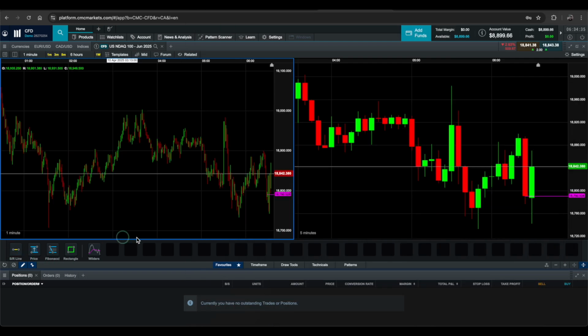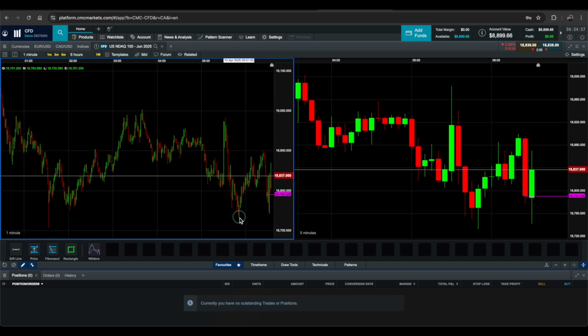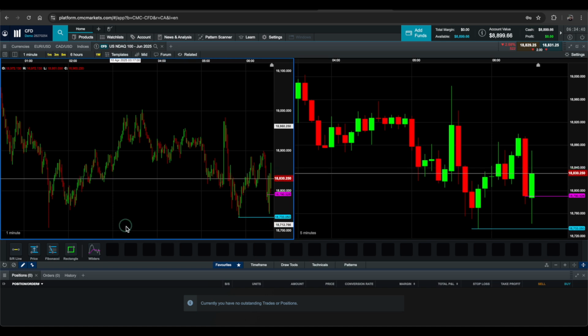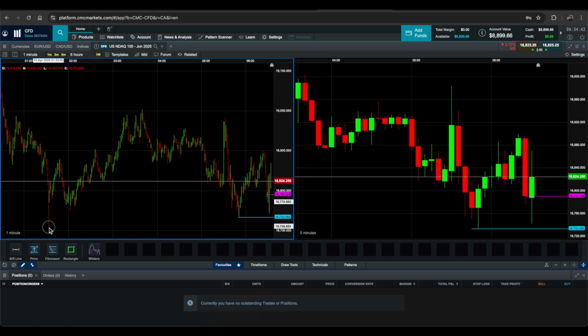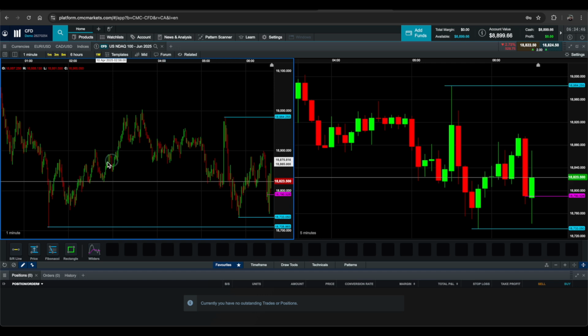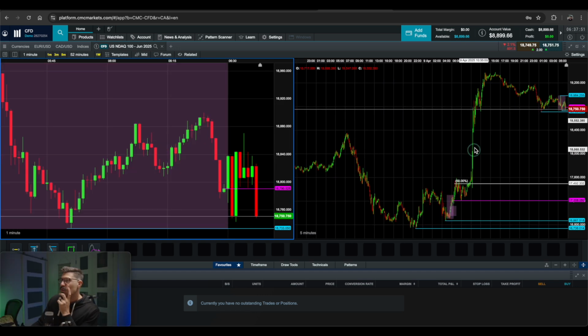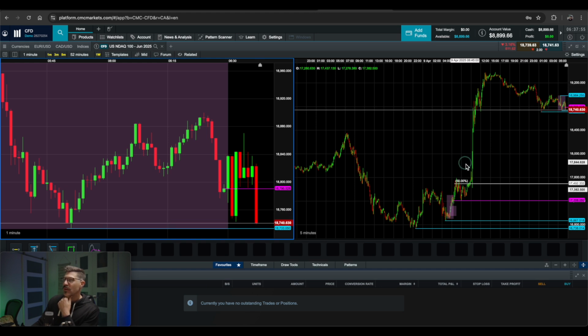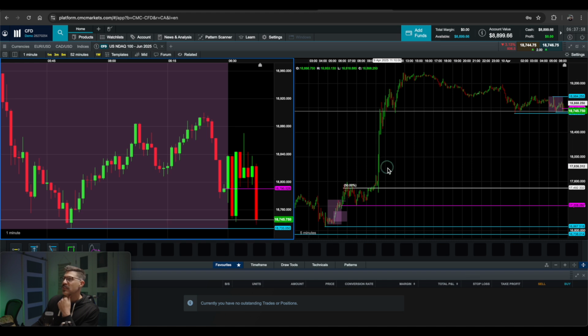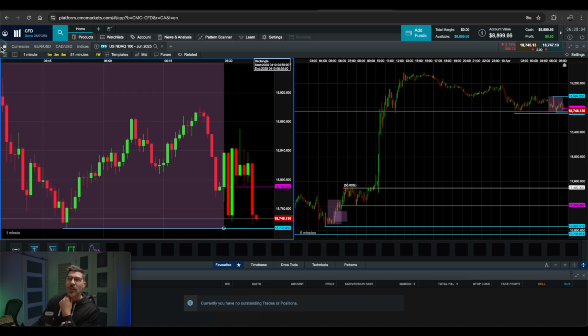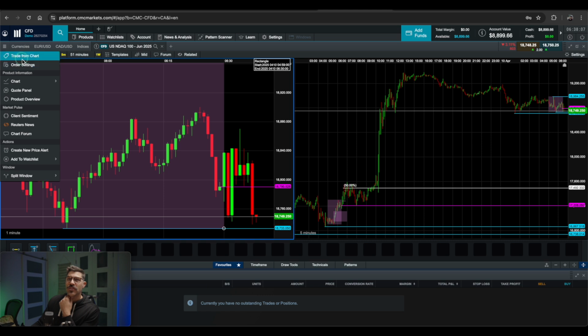We'll mark out some levels here. Like this low, we'll mark out this low, we'll mark out this high. Oh, look at this huge run up here from yesterday. We're going to be retracing down into this for sure. Yeah, I'm looking to go short today.